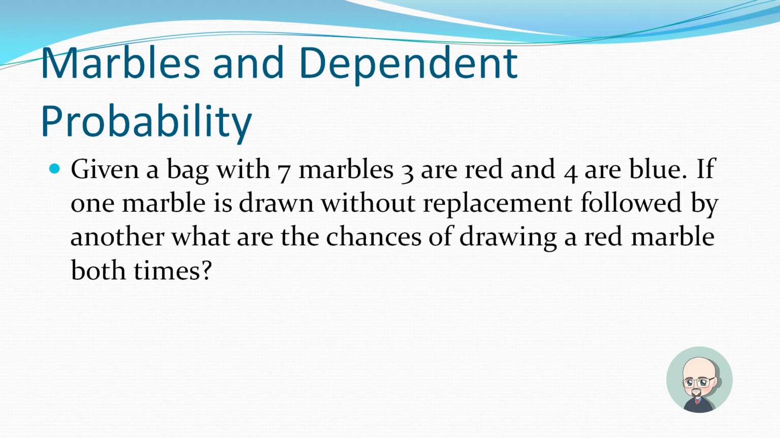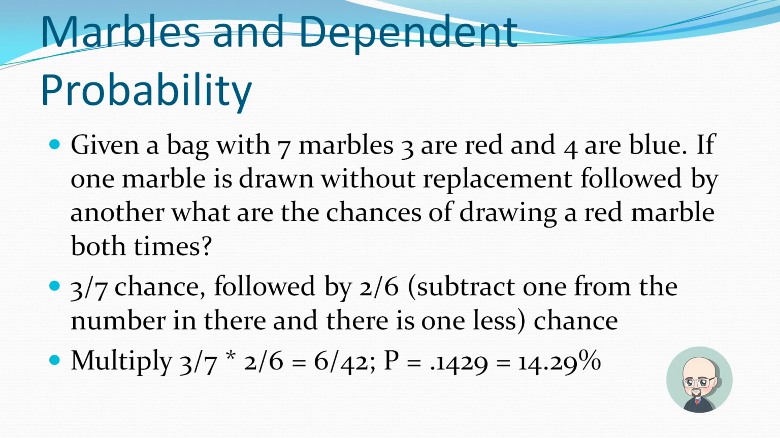Okay, I'm back. Given a bag with 7 marbles, 3 are red and 4 are blue. If one marble is drawn without replacement, followed by another, what are the chances of drawing a red marble both times? There's a 3 out of 7 chance the first time because there's 3 red, and there's a total of 7. Followed by a 2 out of 6 chance.